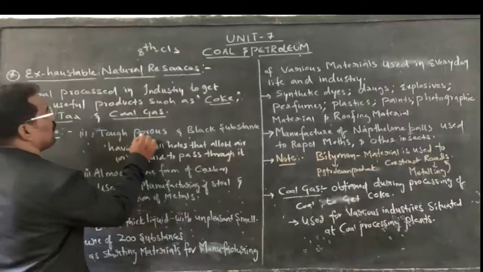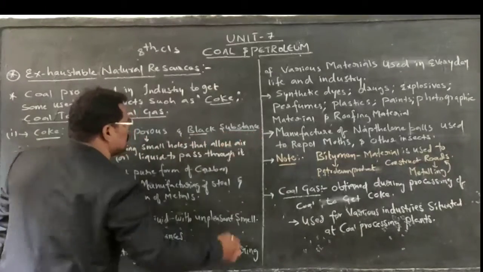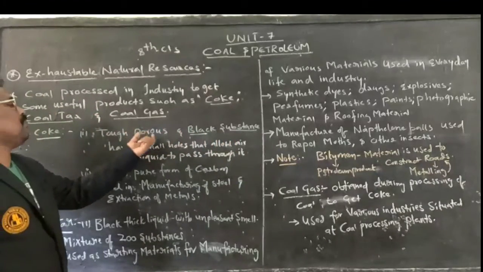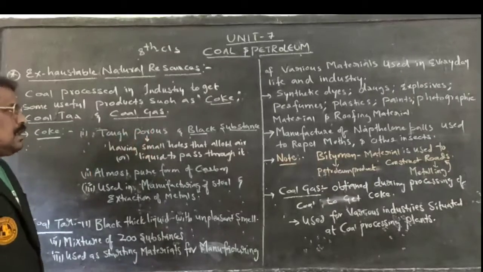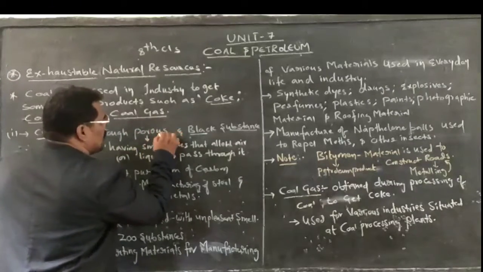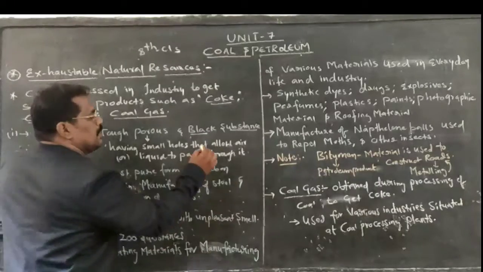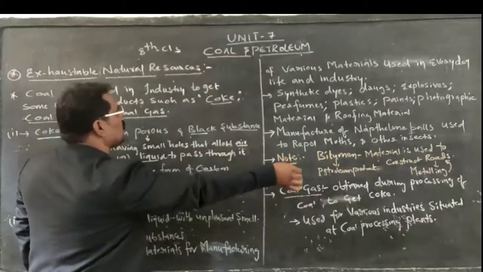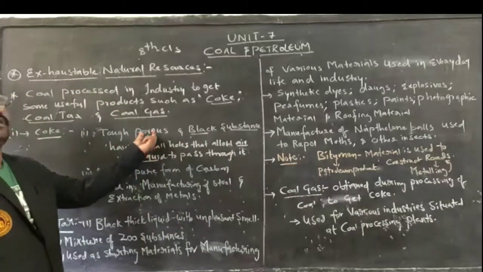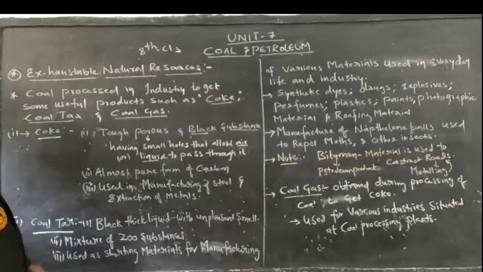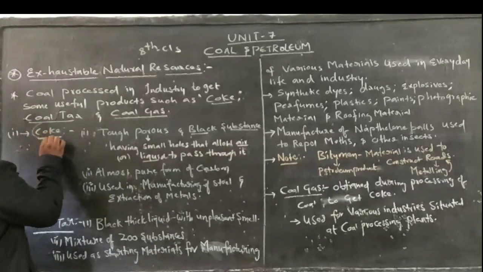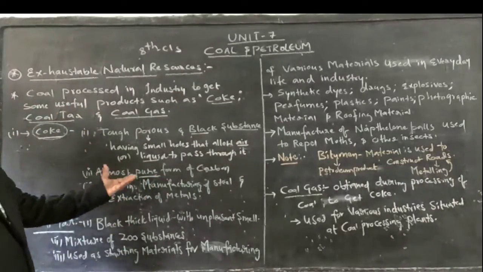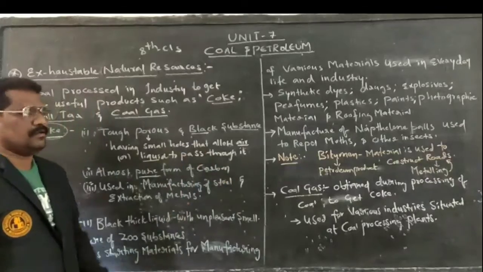Coke is a tough, porous, black substance. What is meant by porous? Having small holes in the substance so that air can pass through it, as well as liquid. That is what we call porous. Next, coke is the purest carbon; nearly, we can call coke a pure form of carbon.